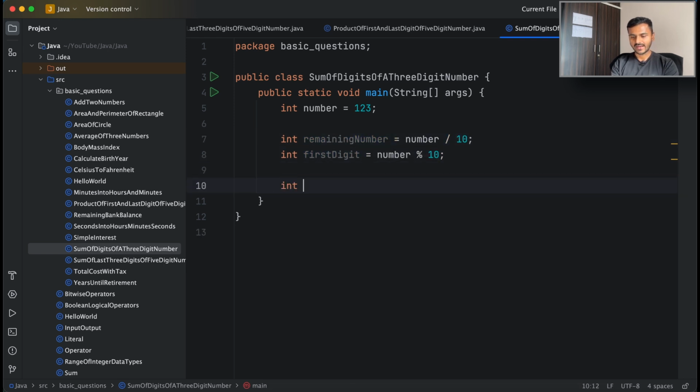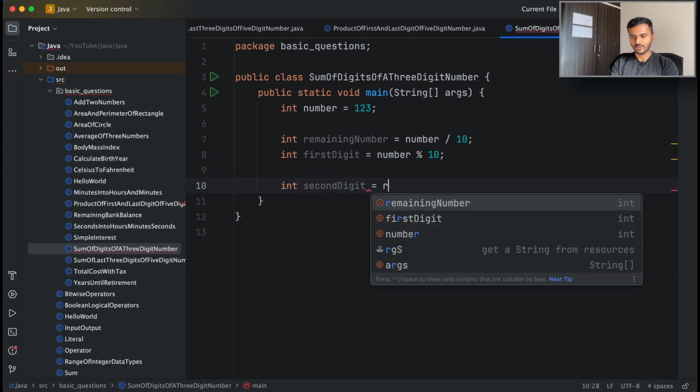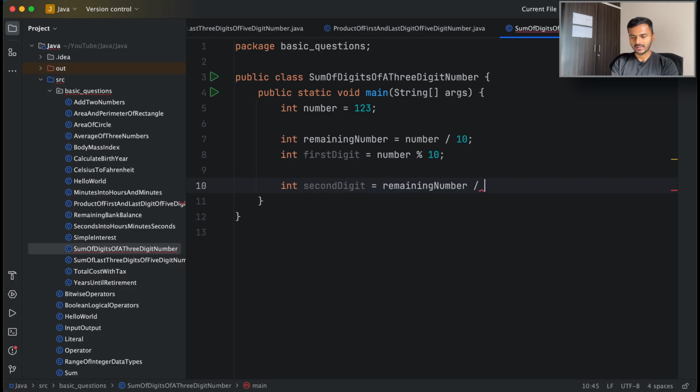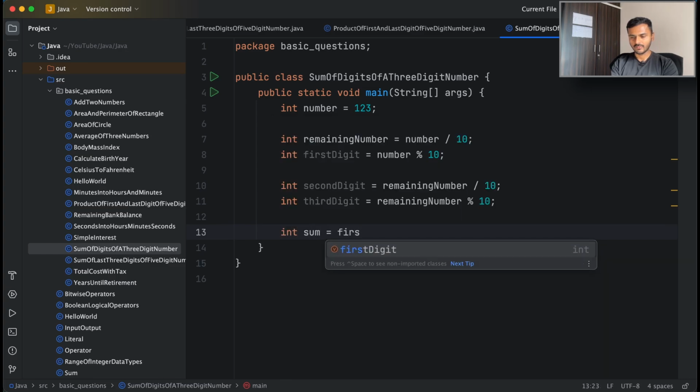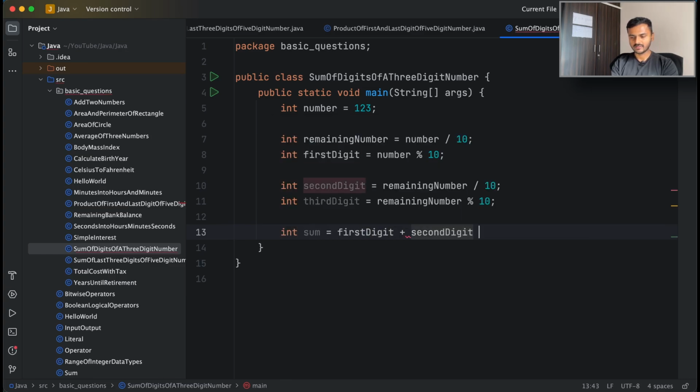Anyway, to find the second digit, what are we going to do? For second digit, we're going to say remaining number divided by 10 and collect the quotient. And for the third digit, what we are going to do is the remaining number mod 10. And then we'll find the sum by going for first digit plus second digit plus third digit.